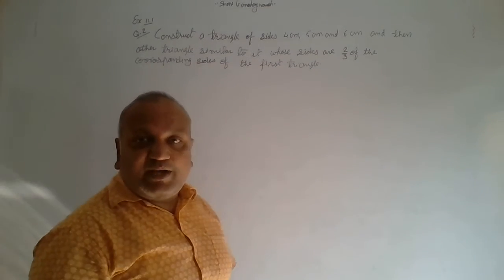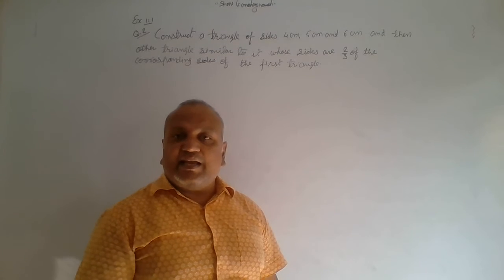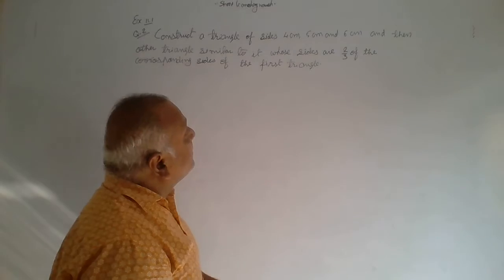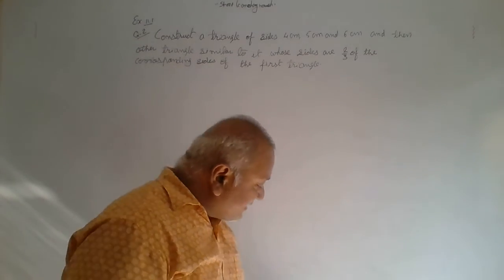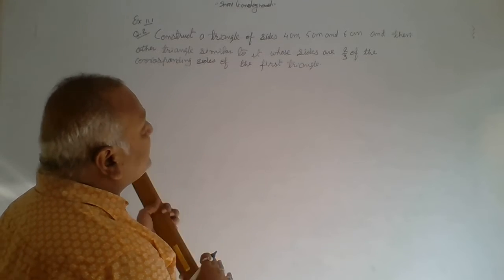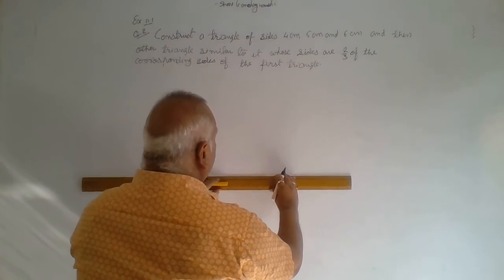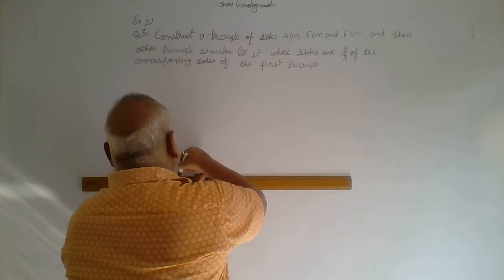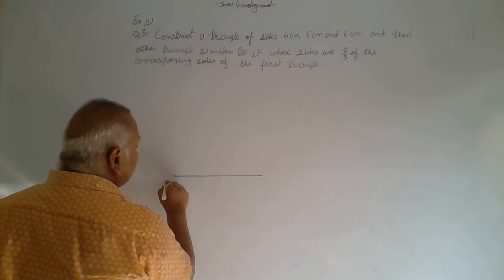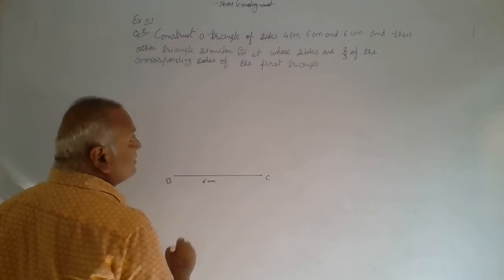So friends, first we have to construct the triangle, as we did in class 8 and class 9. So first I will construct a triangle. The biggest side must be considered as the base side. The biggest is 6 centimeter, so I consider 6 centimeter first. It is the side we consider as BC. BC is 6 centimeter.